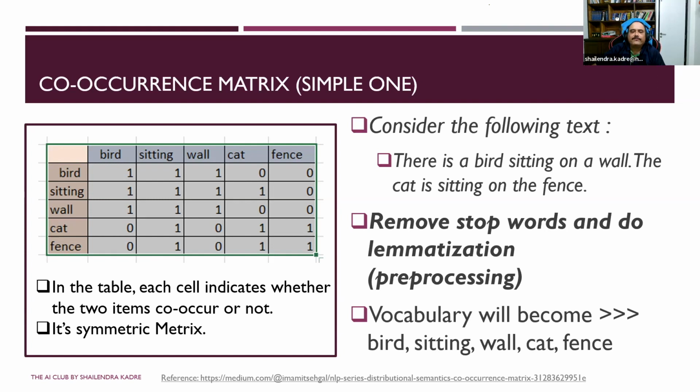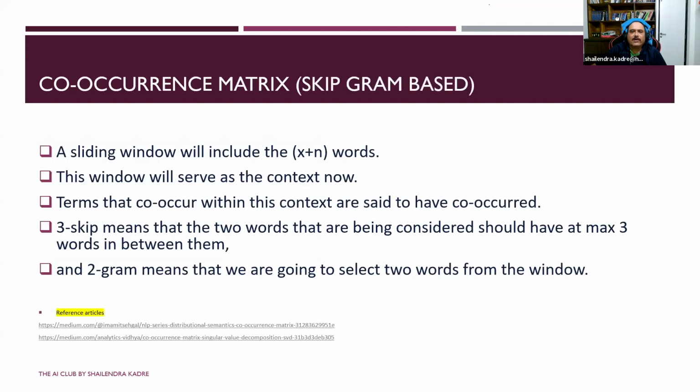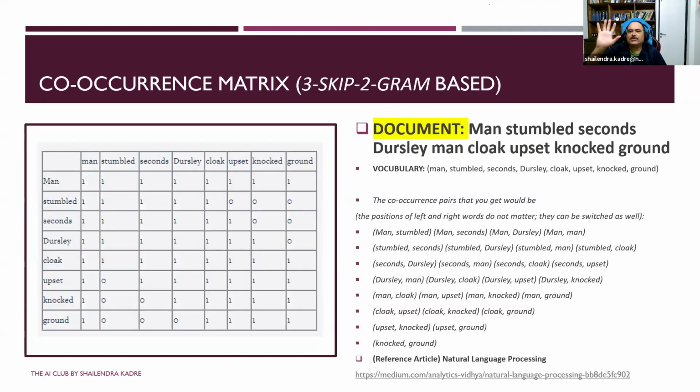Now here we are reducing our window. Window means that at a time we'll look at only 5 words. 3 skip 2 gram means 3 plus 2. Only 5 words we'll look at together at a time. We'll not look at the complete sentence or complete document. How 5? 3 skip plus 2, so 3 plus 2, 5 words. So 5 words we will look at together.